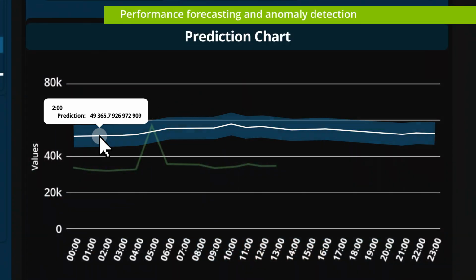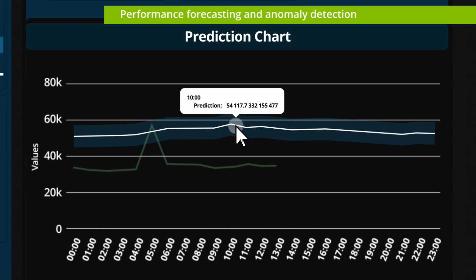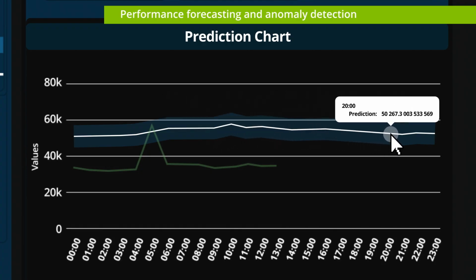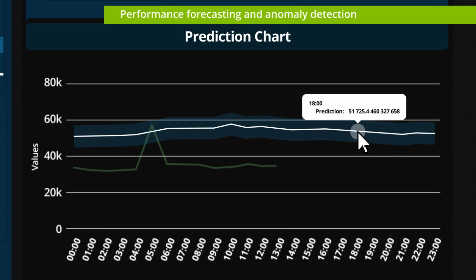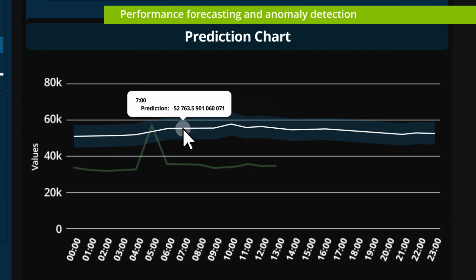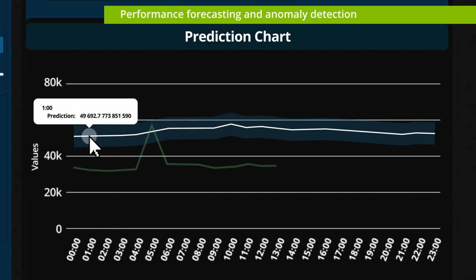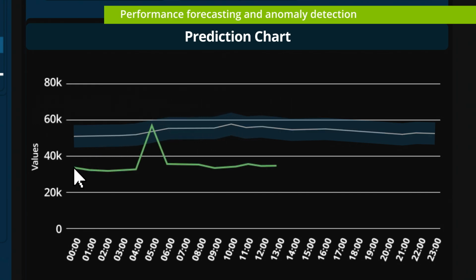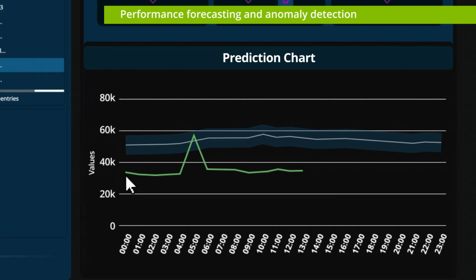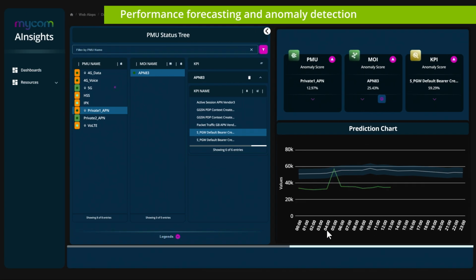On the graph, the blue line shows the predicted values generated by AInsights machine learning model each midnight based on historical trends, with the shaded area representing the confidence band. The green line represents actual KPI readings from the network, updated every 60 minutes. AInsights refreshes this chart hourly, recalculating the anomaly score, AS, at the KPI level and the aggregated anomaly score, AAS, at both MOI and PMU levels.